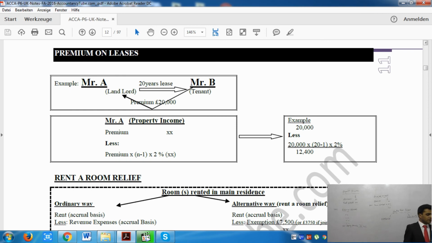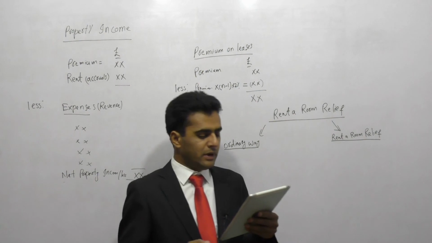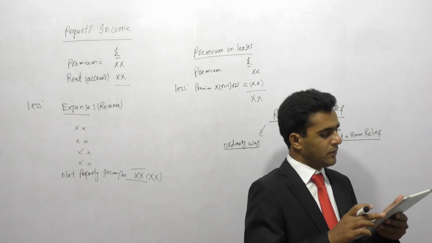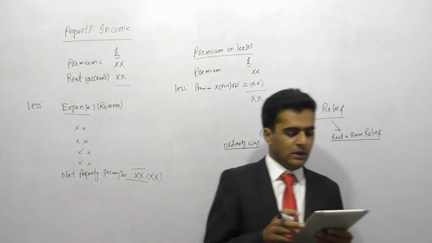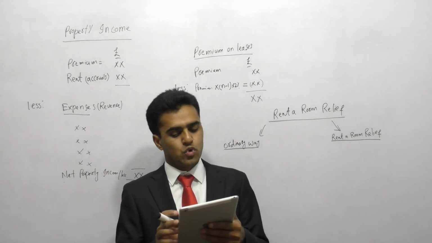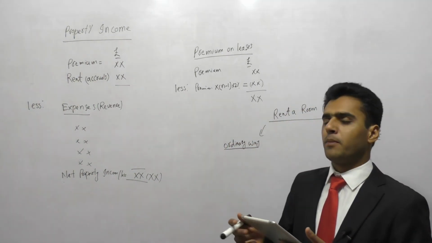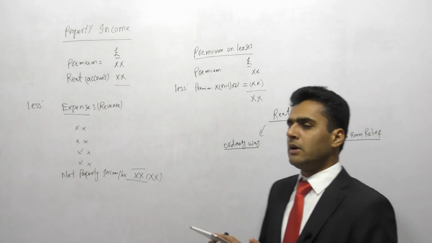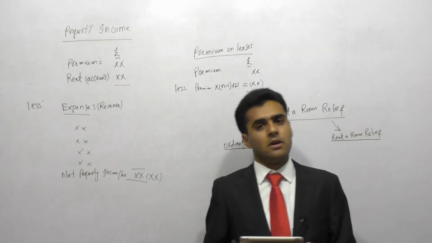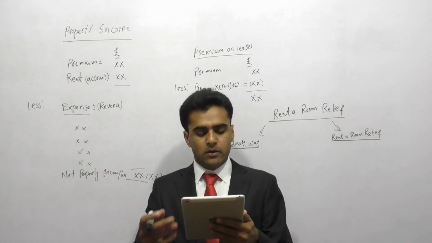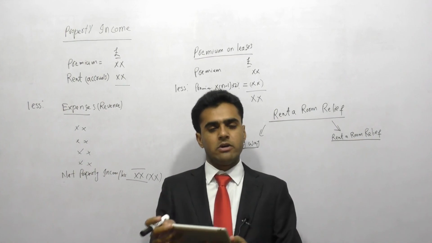Now after that, it is rent a room relief. We will see rent a room relief in our next video, and we'll do a little question on rent a room relief, and we will do another question which is relevant to this bit which I have shown you on the board on property income. So we will deal with the replacement of domestic items relief as well. I will see you in the next video, and we will do a couple of questions, and we will see how to calculate the rent a room relief.